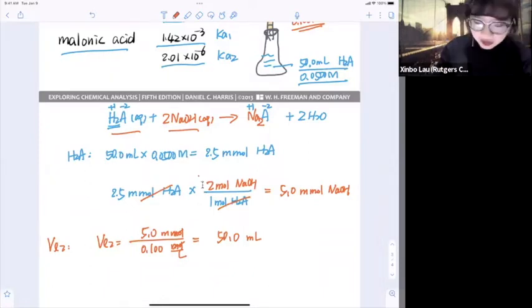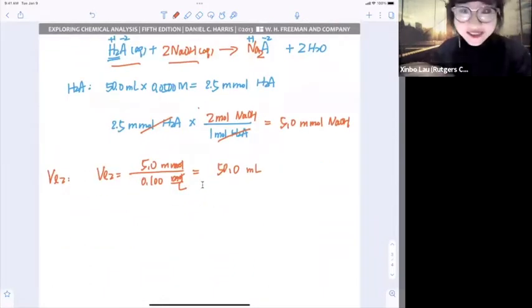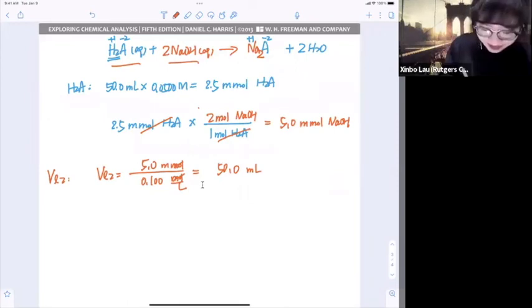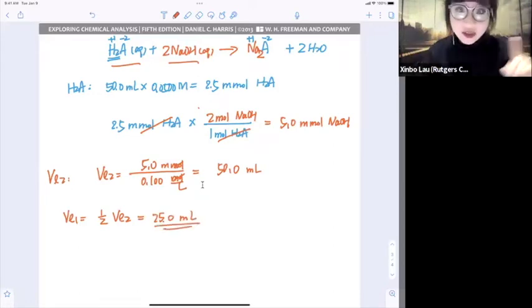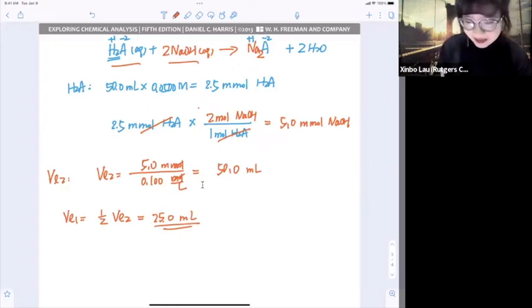That's VE2, and if you understand that, then what's VE1? That's halfway, right? So VE1 will be half of VE2, which is 25 mL. During the lecture, we calculated VE1 first by knowing the 1-to-1 ratio, then doubled VE1 to get VE2. Now we did it the other way around. I hope everyone understands this. So now you have VE1 equals 25, VE2 equals 50.